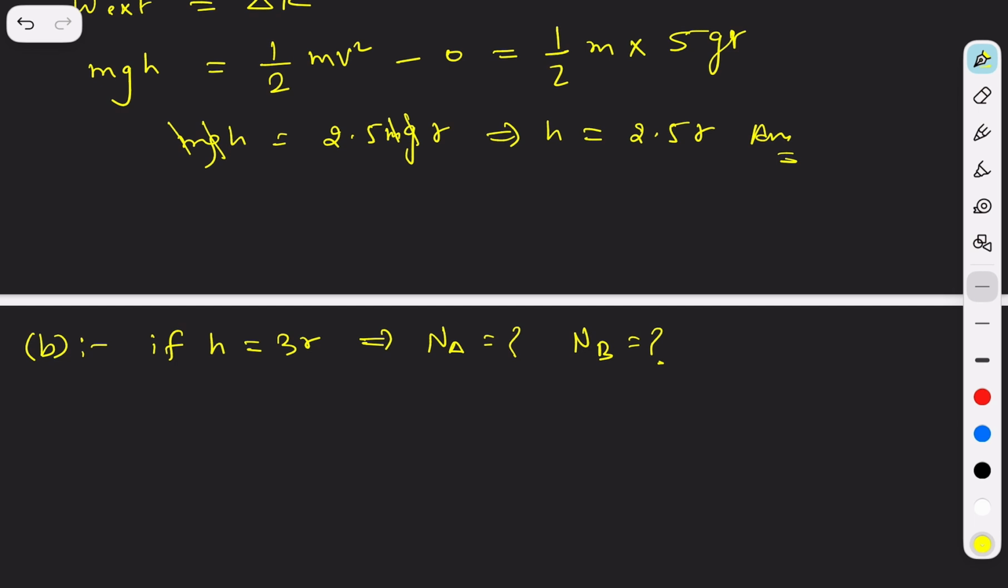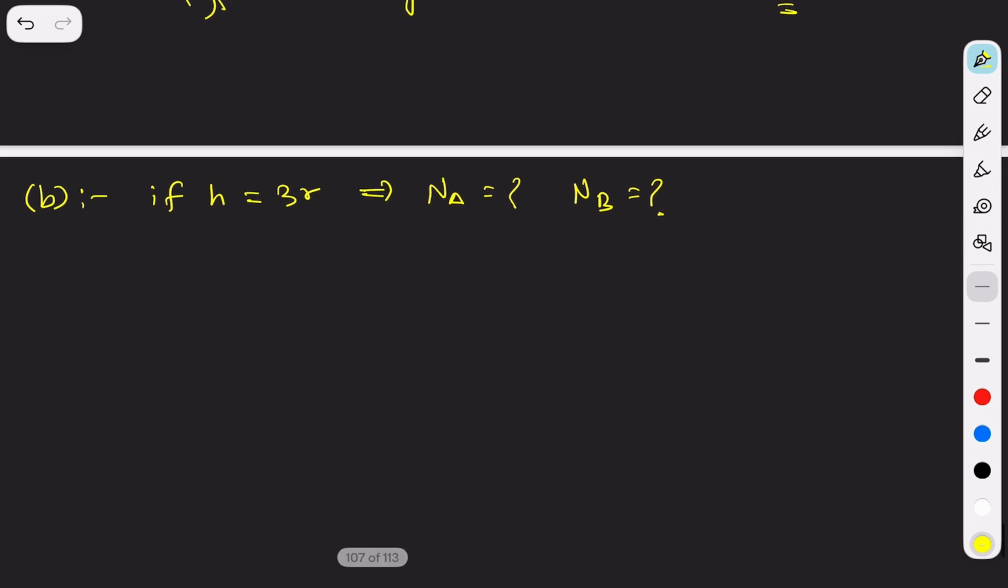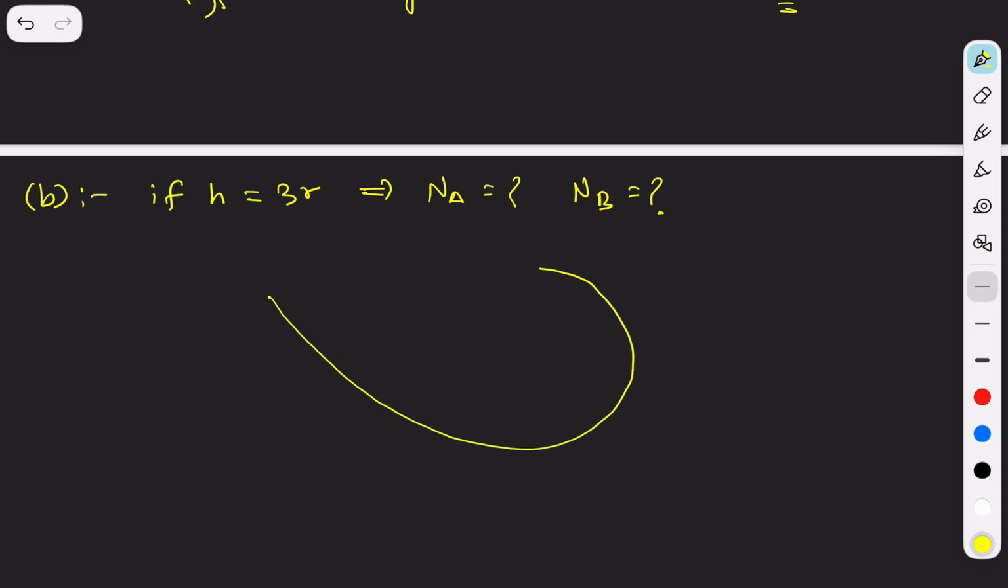So at B point it will have some velocity, and at A point it will have some velocity. So if we use the centripetal condition there, we can get the result we are looking at. So guys, if you see here, this is the point A. Here it will have some velocity, and it will reach here, it will have some velocity. Let's say this is velocity B and this is velocity A.